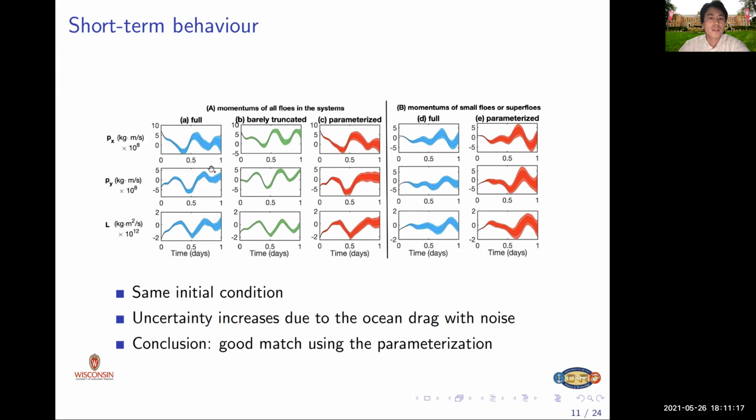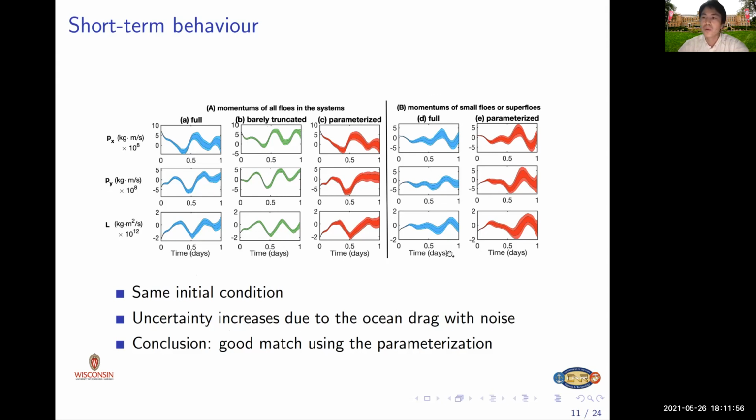And then we observe that in the short term, the parameterized system preserves reasonably well the momentums of all the floes in the original system, whereas for the bare truncated system, these curves are much different from the original ones. And here, the uncertainty increases due to the ocean drag noises.